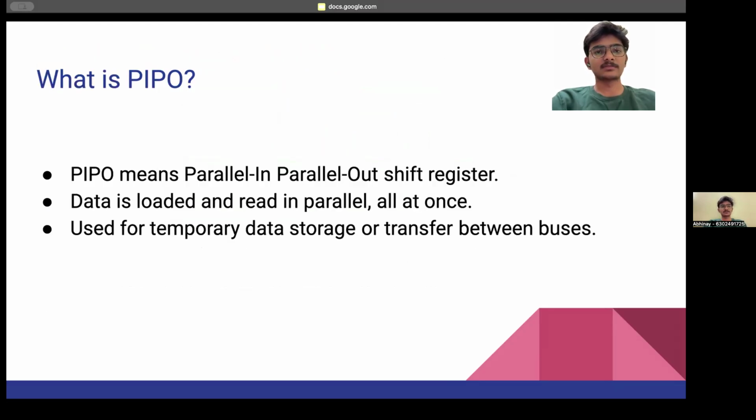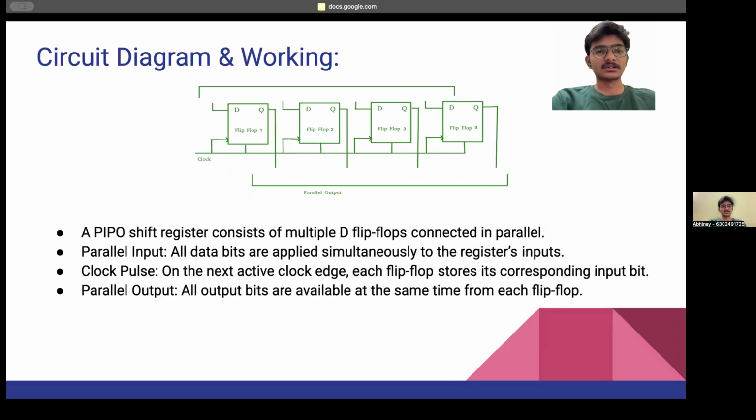Next, I will discuss PIPO, which stands for parallel in and parallel out. In this type, both the input and output are in parallel only. The data is loaded and read in parallel all at once, no serial included. And these are used for temporary data storage or transfer between buses.